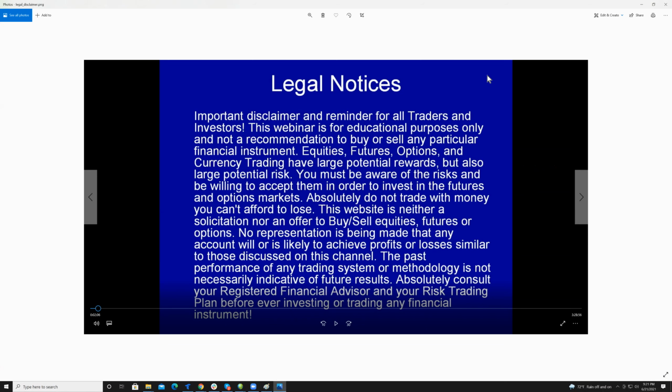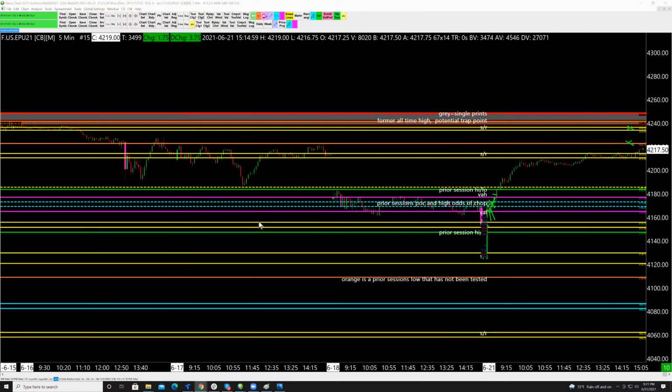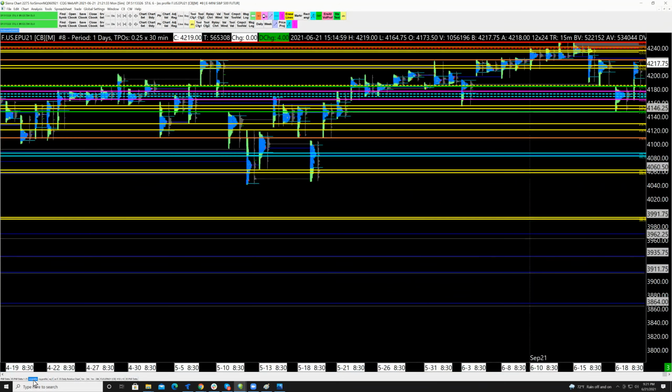We're just going to set up the zones. I'm going to show you how I use Profile to set up those zones. So let's get firing. Basically, if you'll take a moment to read that legal notice, and we can go. So let's start off with ES, and then we'll jump our way over to NQ.